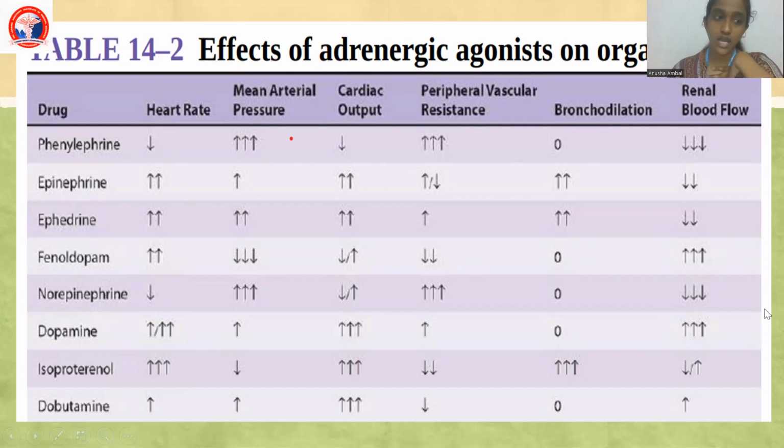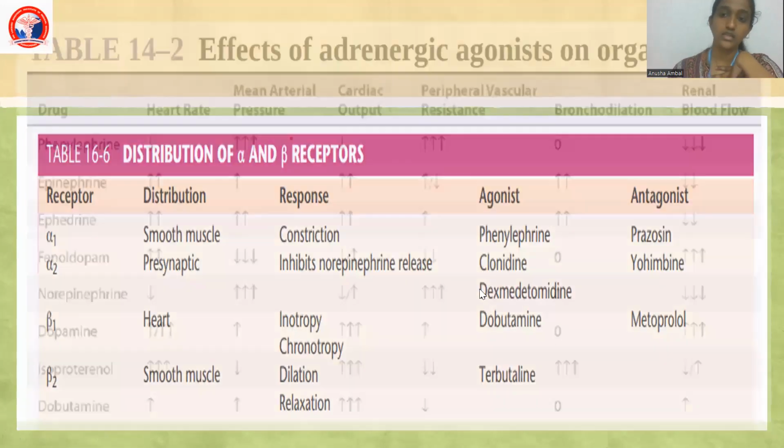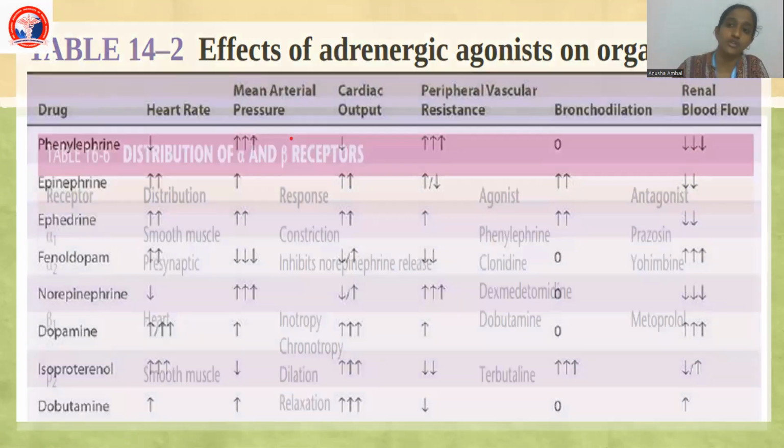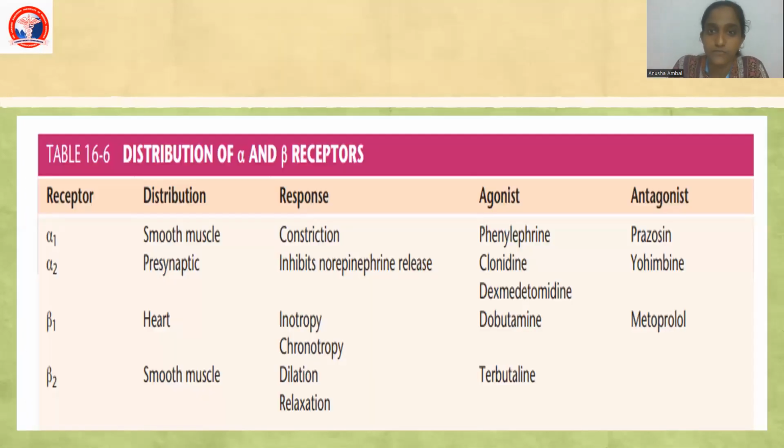And this last column is about the renal blood flow. You can see the renal blood flow actually falls with every drug except dopamine. Dopamine is the only drug that increases the renal blood flow, so dopamine is a renal protective agent. Whenever you are facing a patient with hypotension, and the patient is in renal failure or at risk of renal injury, you can always go in for dopamine.